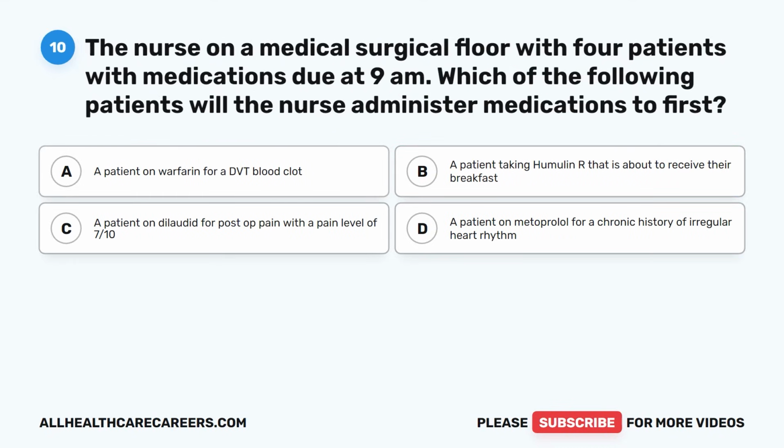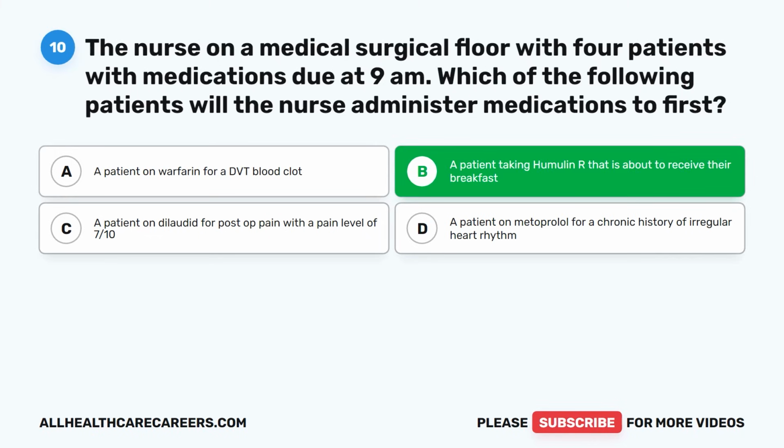Question 10. The nurse on a medical surgical floor has 4 patients with medications due at 9 a.m. Which of the following patients will the nurse administer medications to first? A. A patient on warfarin for a DVT blood clot. B. A patient taking Humulin R that is about to receive their breakfast. C. A patient on Dilaudid for post-op pain with a pain level of 7/10. D. A patient on metoprolol for a chronic history of irregular heart rhythm. The correct answer is B.